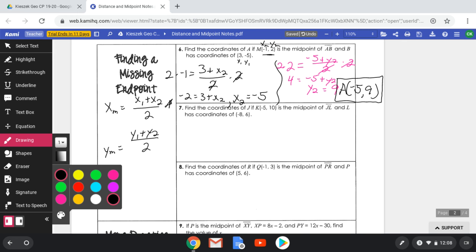And that, ladies and gentlemen, is how you would find the missing endpoint given the midpoint and an endpoint.